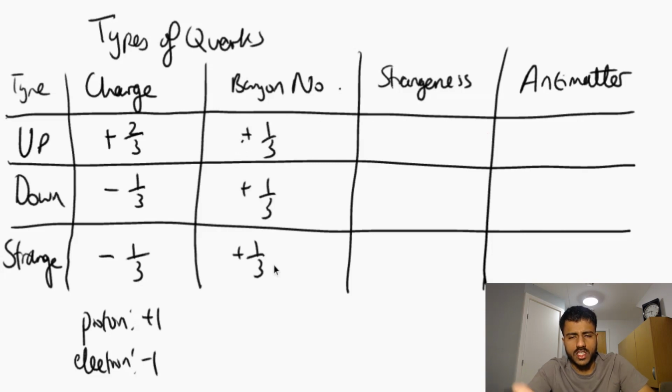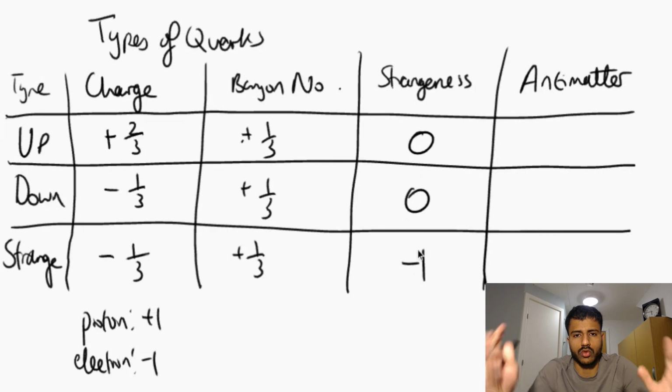For all these quantities, just take them as granted for now, and you'll find out more about how to use these later on in the video and when you do practice questions yourselves. And the strangeness for each of these quarks is 0, 0, and -1. Again, as I said, just take it for granted. At A level, you don't need to know what strangeness really means.